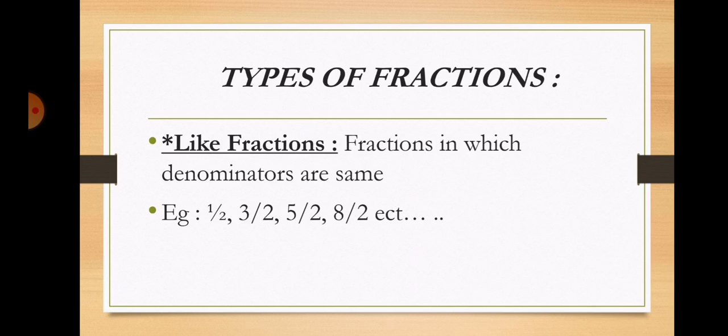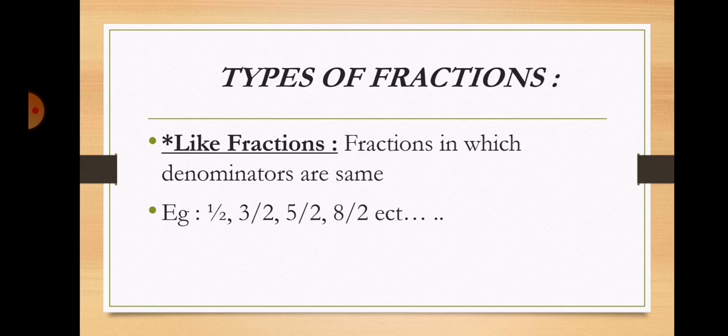Now let us learn about the types of fractions. We have many types of fraction, children, like fraction, unlike fraction, proper fractions, improper fractions, mixed fraction, and unit fraction. Unit fraction is not there for you in your syllabus. Let us learn about like fractions. Fractions in which denominators are same. See, I gave some examples also: 1 by 2, 3 by 2, 5 by 2, 8 by 2, etc. Observe the denominators, children. All the denominators contain the digit 2. So in like fractions, all the denominators have the same number.